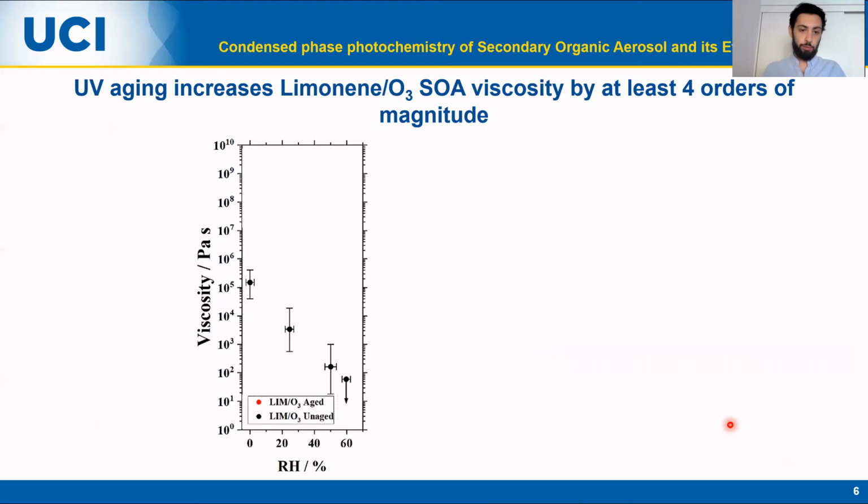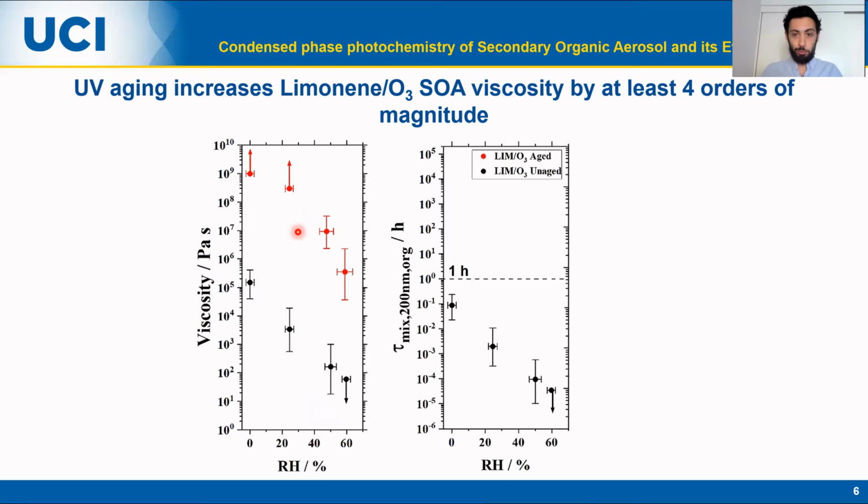Here I'm showing you limonene ozonolysis unaged, the black points. This is the viscosity as a function of relative humidity. You can see that at 0% RH, viscosity is about 10 to the 5 Pascal seconds, and it goes down with increasing humidity due to water uptake. The interesting thing here is that once you age it, it actually jumps up by about 4 orders of magnitude. So it's quite a substantial jump.